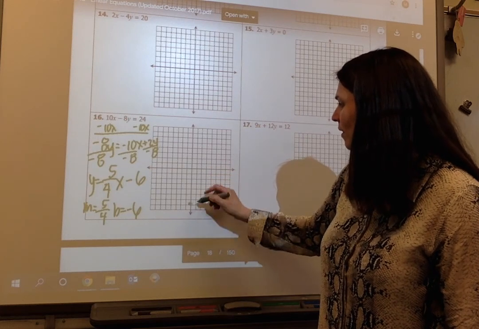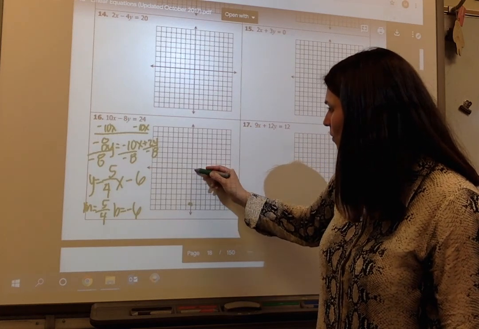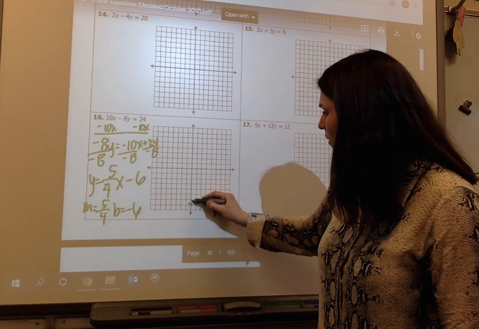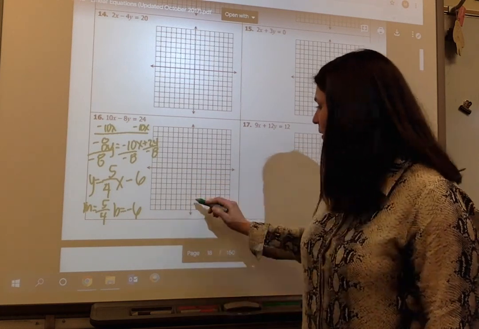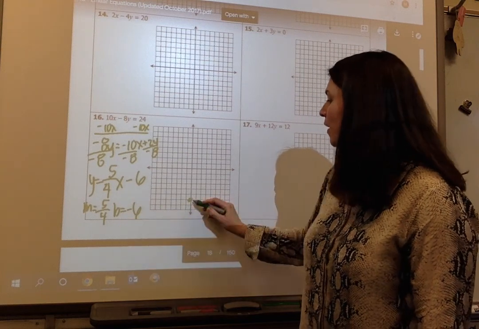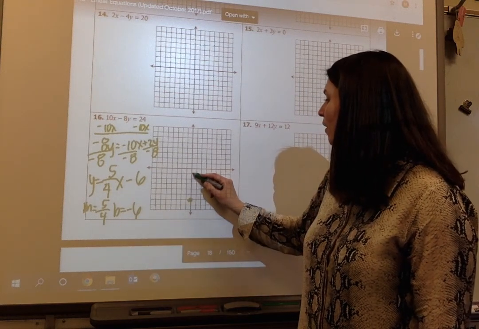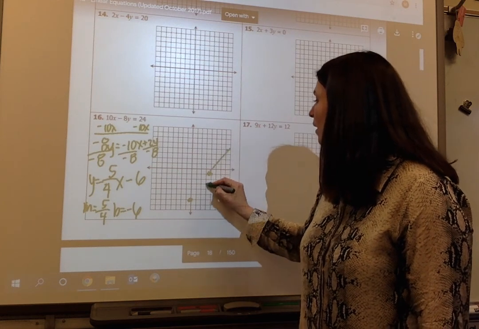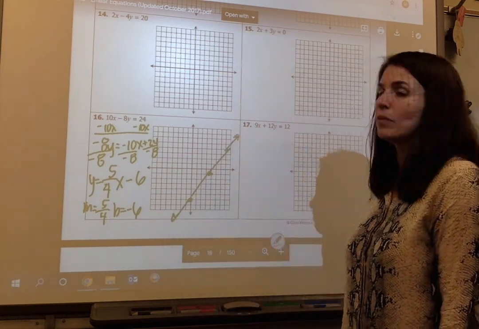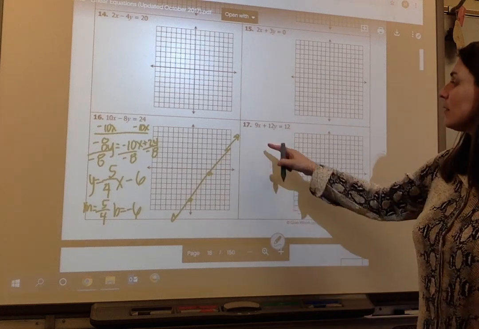So it's down here. I think that's 6, 3. No. Down 3. There it is. Not that second one. Right here. Okay, so -6. And then my slope is 5/4. So I'm going to go up 5 over 4. Up 5 over 4. Carry it all the way through. Arrows on both ends. All right, let's look at number 17.